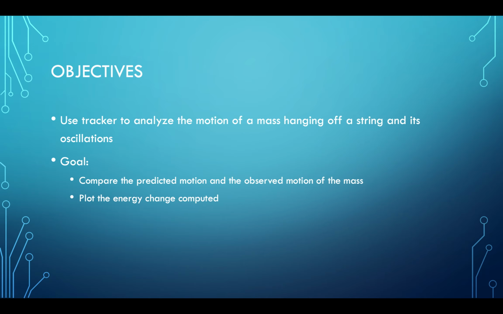In lab 4, we are going to analyze the motion of oscillations with a spring and an object hanging off the end using Tracker. The goal of this lab is to compare the predicted motion and the observed motion of the mass and plot the energy change that I computed in the model.